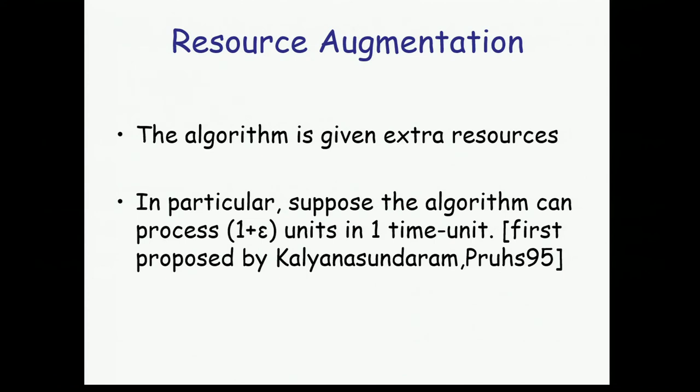To get meaningful results in this model, in the online case, we need to provide the algorithm with extra resources. And this means that the online algorithm is faster. So the online algorithm processes 1 + ε units of a job in one time unit.